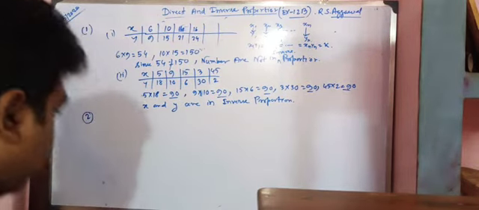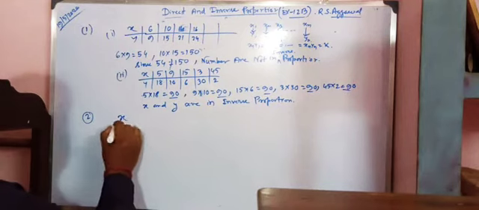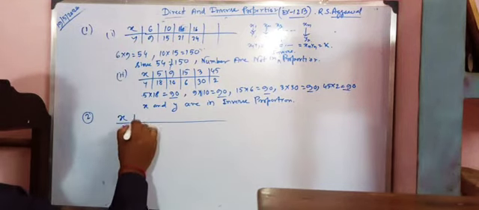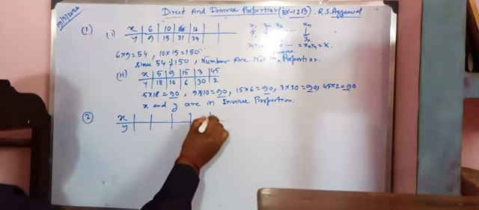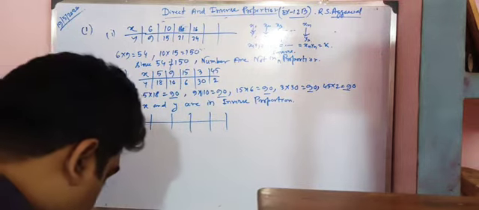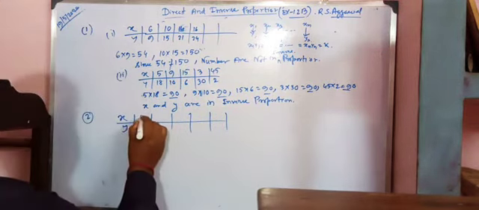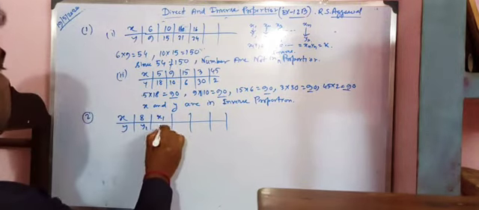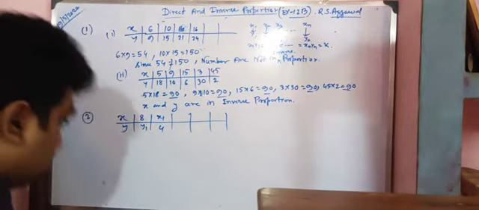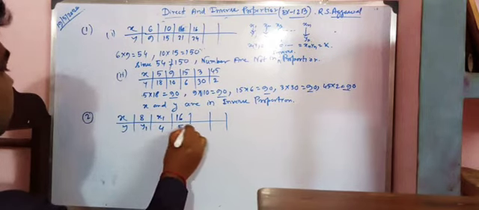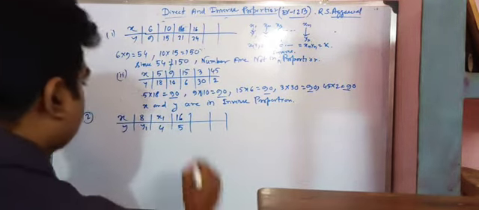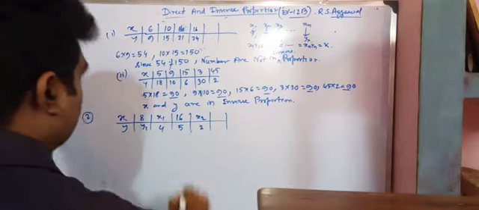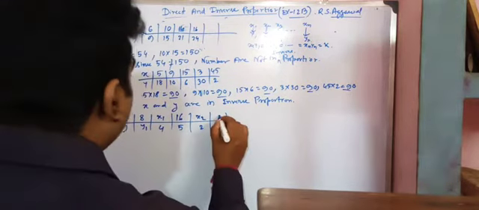Question number 2. The given x and y table is here. 8 by y1. Next, x1 by 4. Next, 16 by 5. Next, x2, 2. Next, 80, y2.